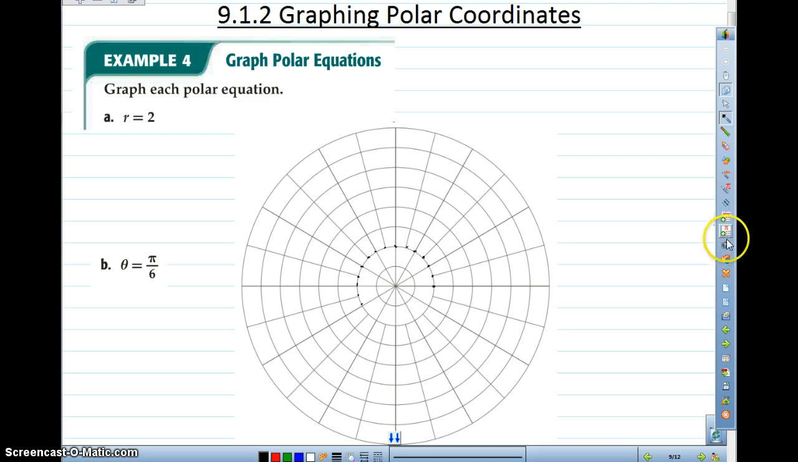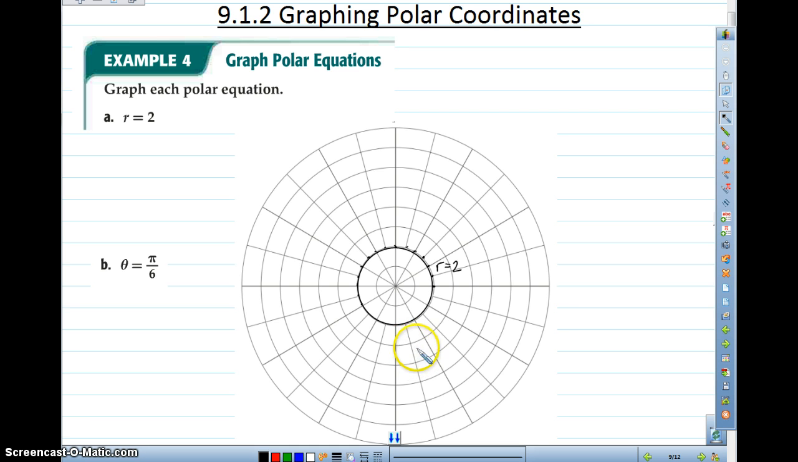And so you can do this as best you can. I'm going to cheat here and use a tool to draw a circle. We're going to have a circle with its center at the pole and a radius of 2. Okay, so that is a graph of the equation r equals 2 in polar coordinates.